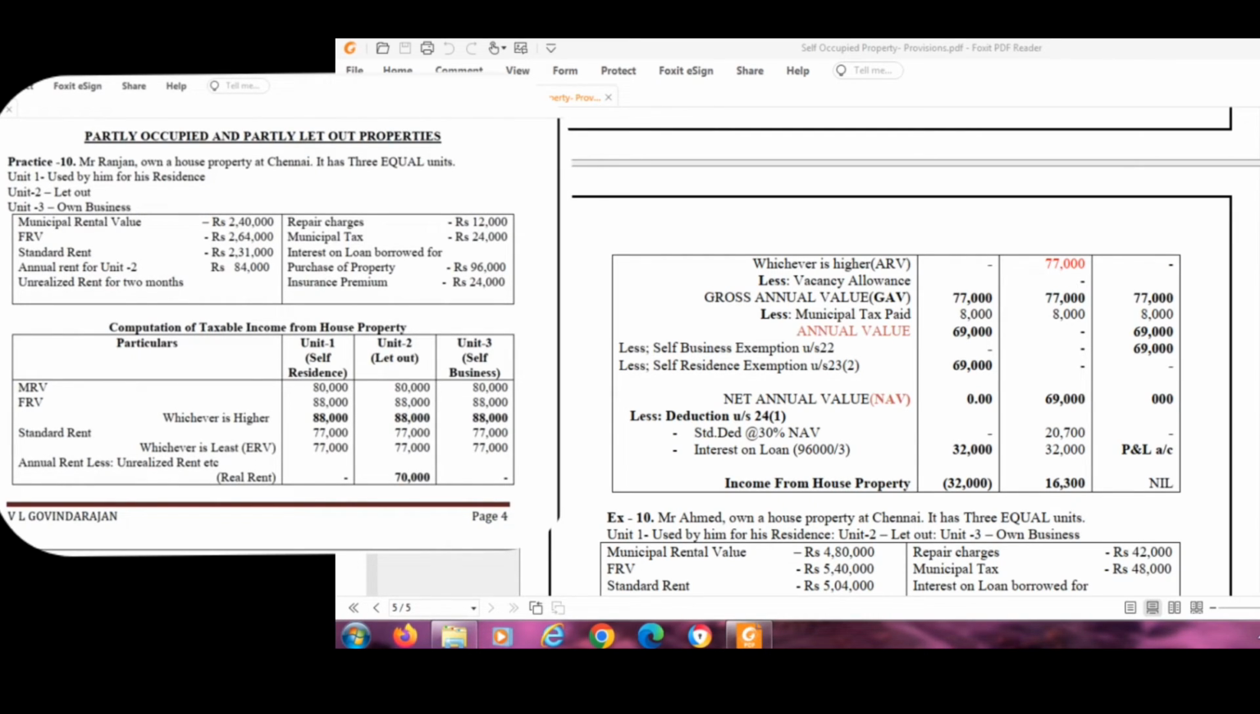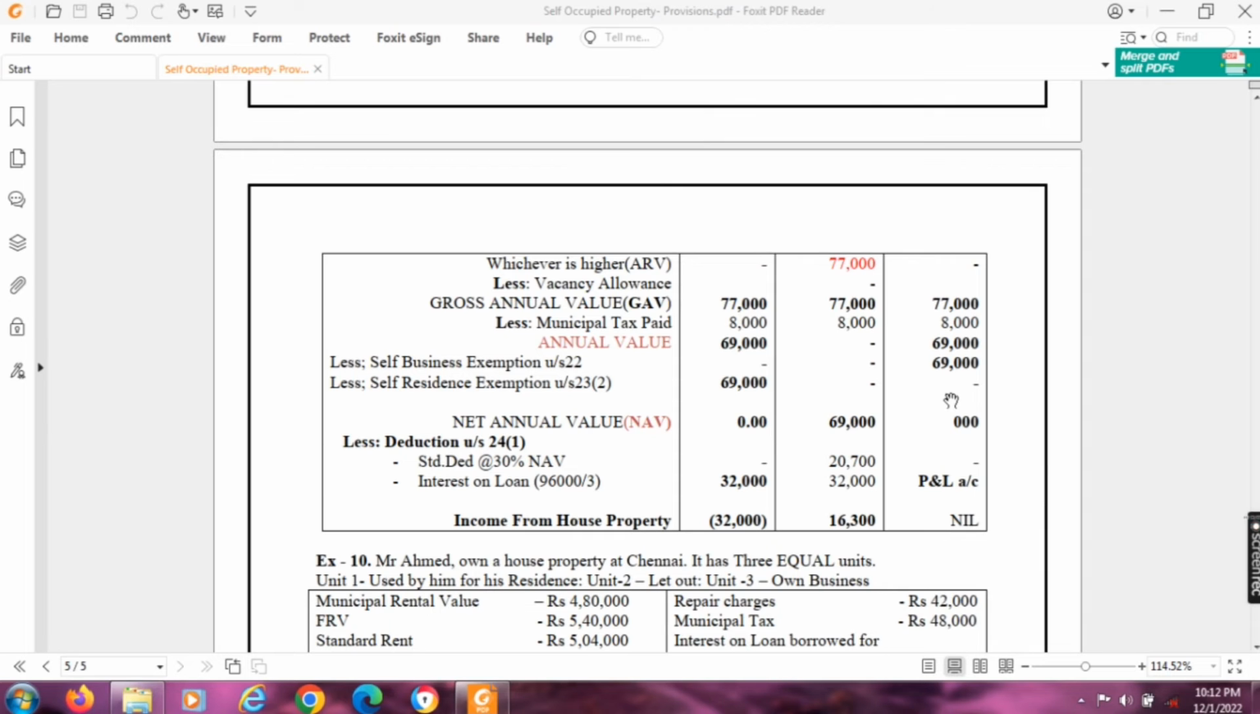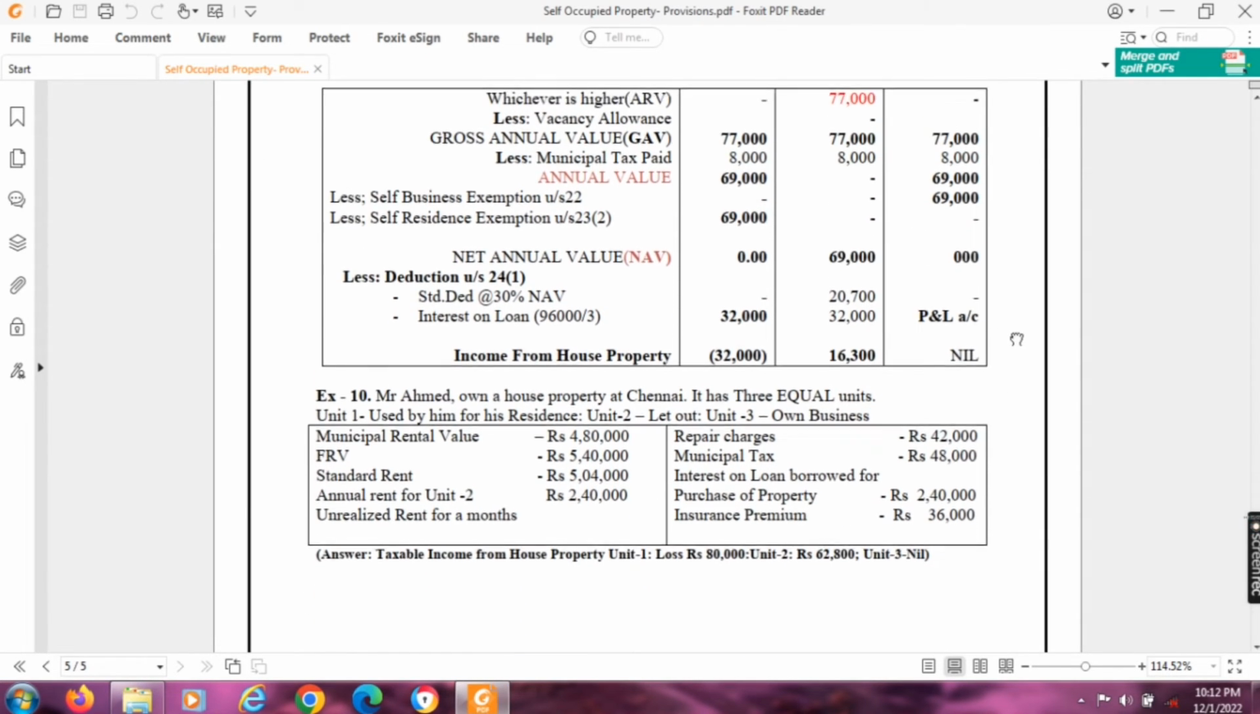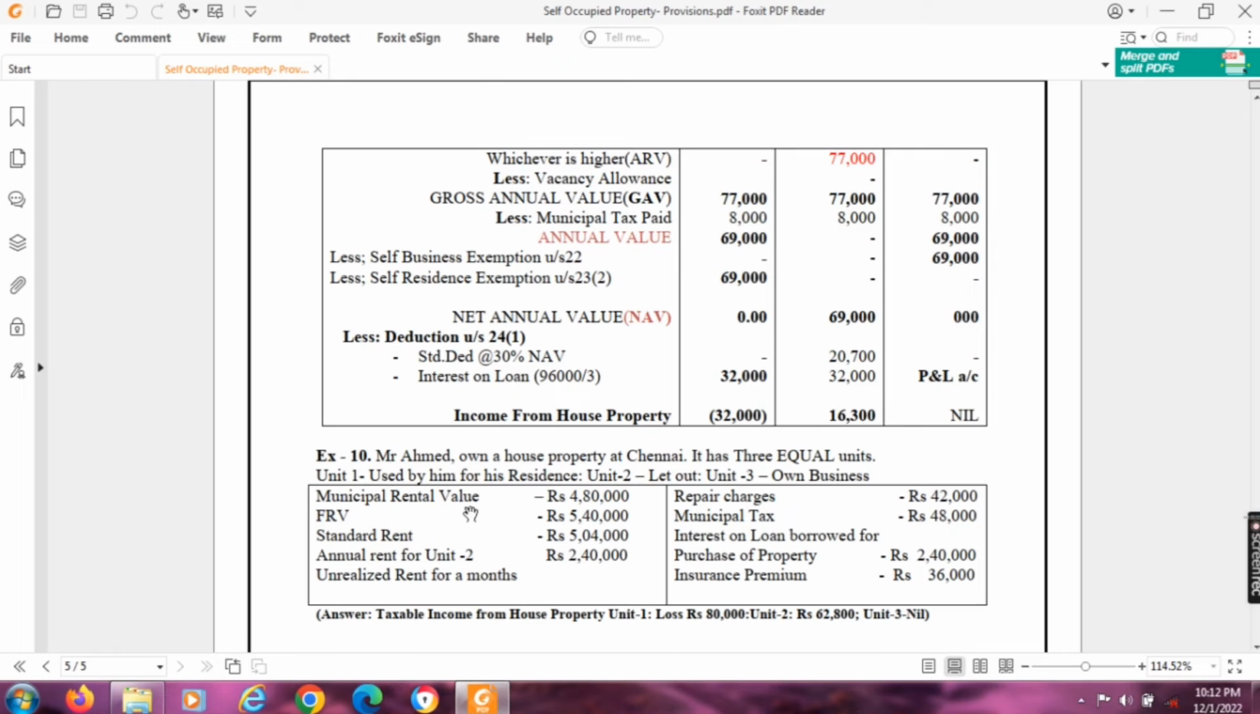Less self-business exemption under section 22, for the self-business property fully exempted. That means 100% of annual value. Self-residence exemption for unit 1, which means that unit was occupied for self-residence, so 100% of annual value is exempted. So the net annual value for unit 1 and unit 3 will be 0, but for unit 2, 69,000. Here we can deduct standard deduction at the rate of 30% of the net annual value. So 69,000 into 30%, 20,700.